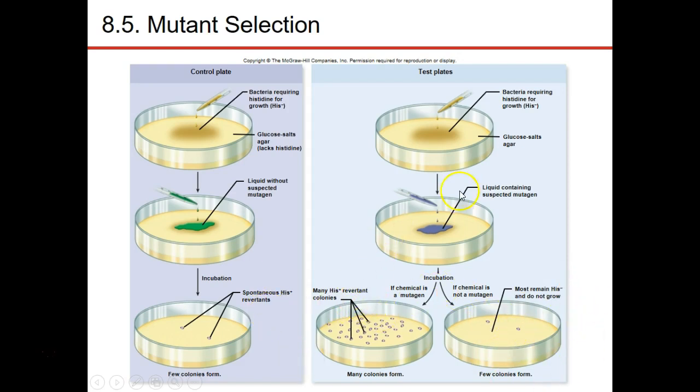But if, on the other hand, you have tons of colonies formed, the mutagen caused mutations in those auxotrophs, and now they're able to grow really well. That means that the chemical was a mutagen, and the more colonies that grow, the more likely it is a carcinogen as well.